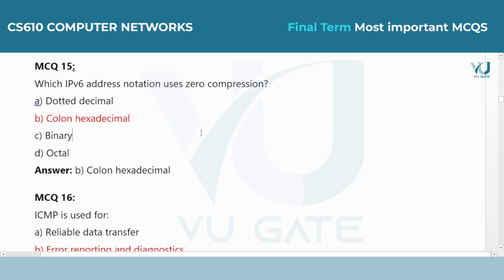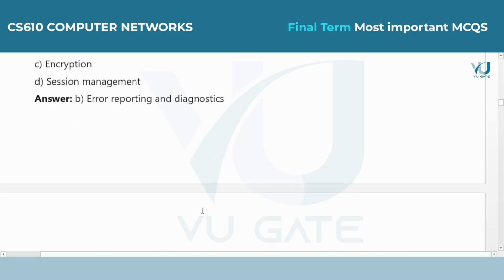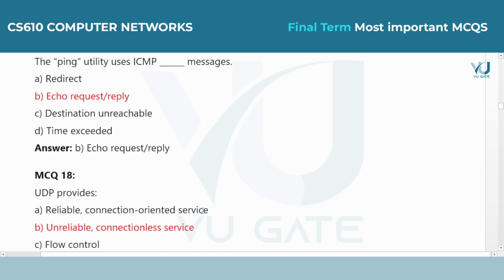MCQ 16. ICMP is used for. Answer: B, error reporting and diagnostics. Concept: Internet Control Message Protocol (ICMP) allows routers and hosts to send status or error messages when a packet cannot reach its destination. MCQ 17. The ping utility uses ICMP messages.